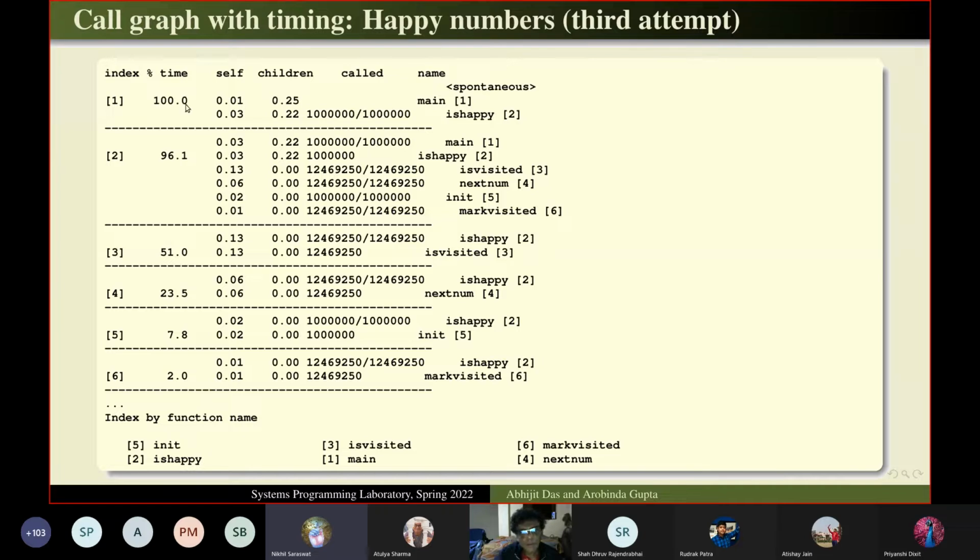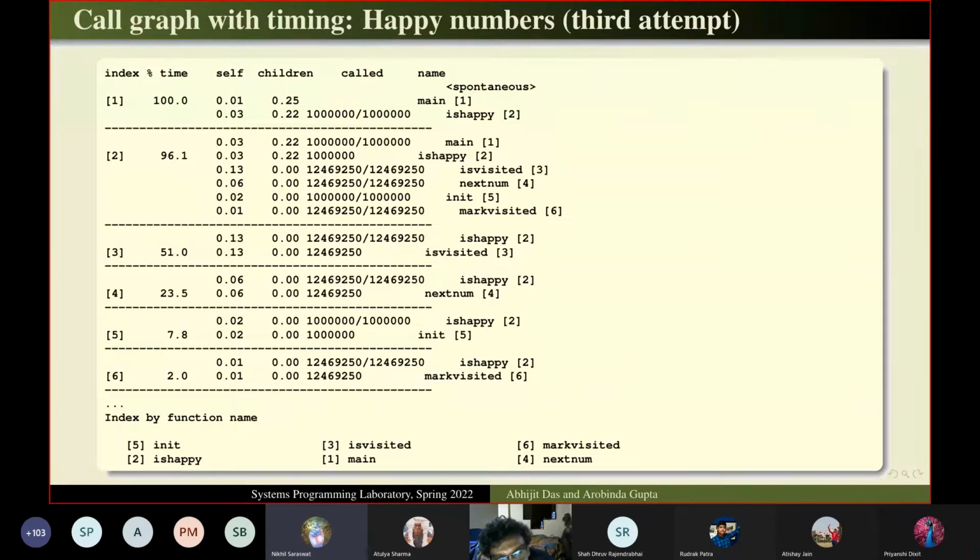But these are the counts. But anyway, if you want to look at the timing estimates, I would suggest that you look at the flat profile, the timing profile. That gives you more detailed information. This is mostly relevant for looking at these call counts. Agree? Yes, sir.